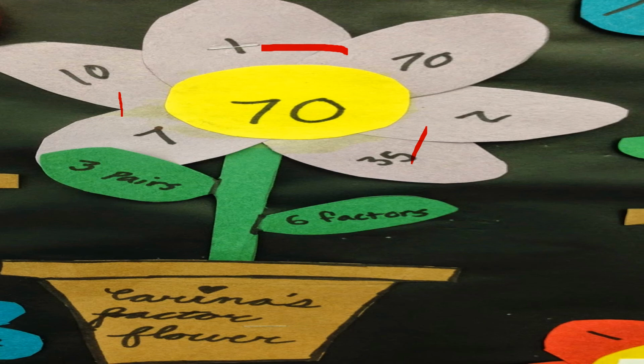You also have to write in the opposite direction: 1 into 70, then 2 into 35, then 7 into 10, in the opposite direction in the petals. Even at home you should try to use colored paper. Draw any flower and cut it in a flower shape. In the center part write any number, then find its factors in the petals. It is an activity for you. You have to do it at home and post it in the class group.